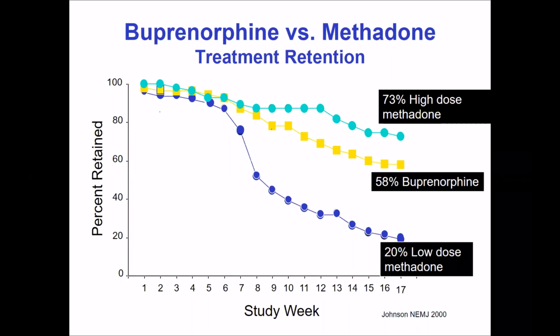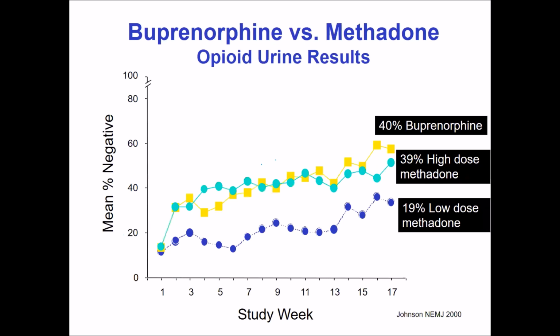This was not statistically significant. However, subsequent studies, for example, the START study in the NIDA Clinical Trials Network, did demonstrate statistically significant treatment retention in opioid treatment programs with the high-dose methadone compared with the buprenorphine. But both of those were clearly superior to the low-dose methadone. I'm leaving LAAM off of the slide, which was also included in the study and is no longer available.